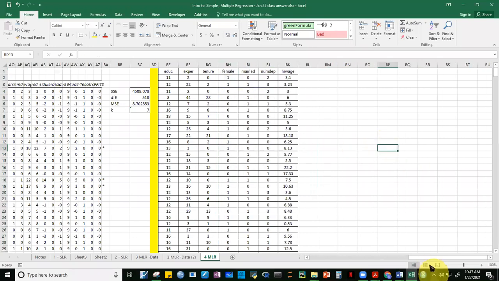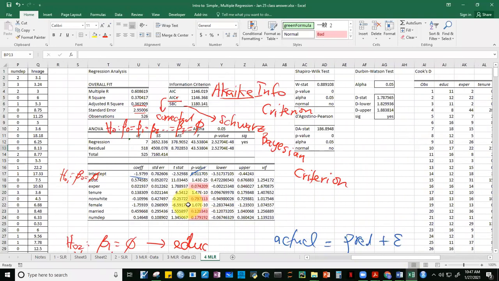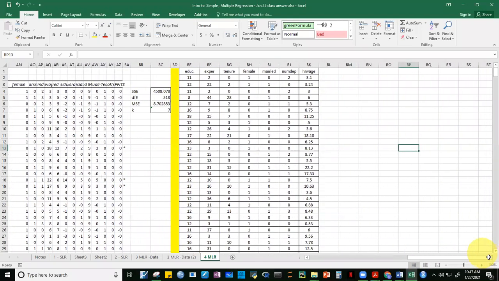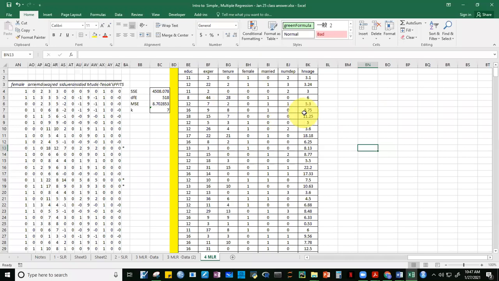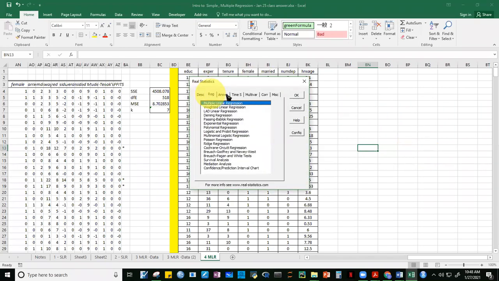Bakit siya dinelete ko, guys? Kasi siya yung pinakamaliit na t-stat. Siya yung pinaka-insignificant sa lahat ng mga to, no? Sa lahat ng mga insignificant, no? So tatanggalin natin yan si non-white. Ang tawag sa kanya living variable. And then magre-regress ulit tayo. Yung ginawa natin kanina, guys. So Control M. Okay, regression, multiple regression.